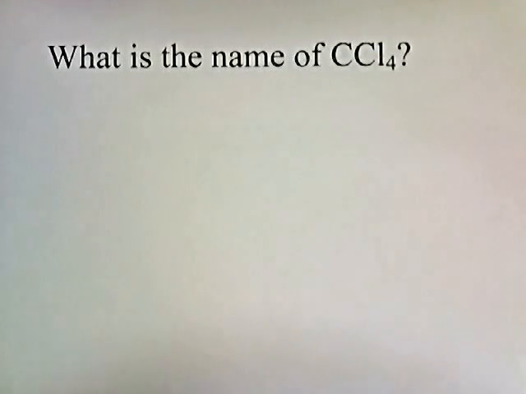What is the name of CCl4? Well, C is carbon.